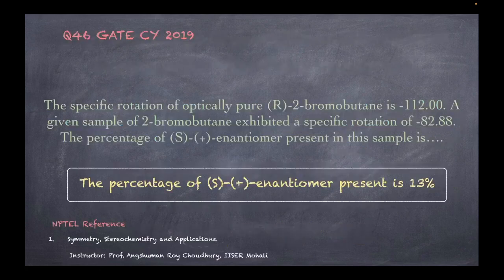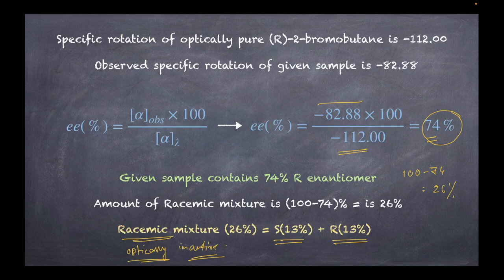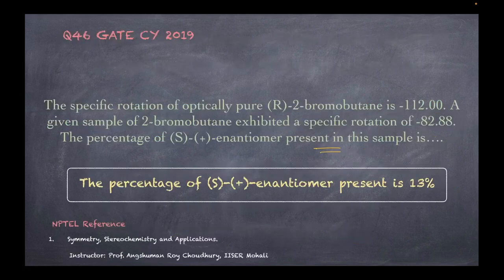Now let's get back to the question. The question asks the percentage of S enantiomer present in the given sample. In the last slide we can see that the percentage of S enantiomer present is 13%. So the answer is 13% here.